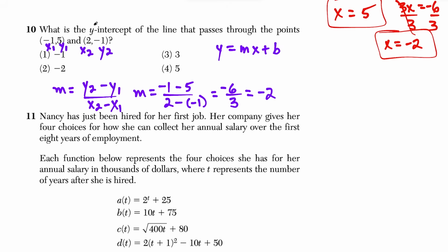And we want to know here what is the y-intercept, and the y-intercept is this b value here. So from this step, what I'm going to do is plug into this formula. I could plug in either this point or this point. It doesn't matter. We're going to get the same answer.